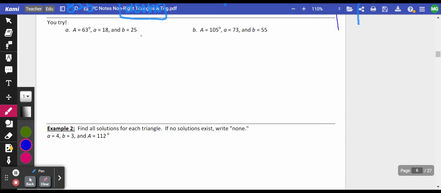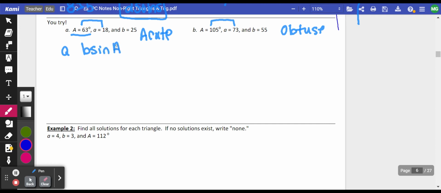Okay, couple things. I want to make sure you're on the right track. This angle that's given here is acute, and obviously this is the side across from that. In letter B, this angle right here is obtuse, and these two are across from each other. So, seeing that we have an acute angle, we're going to compare A to B sine A. And in the other case, because we have an obtuse angle, we're simply going to compare the length of A to the length of B.